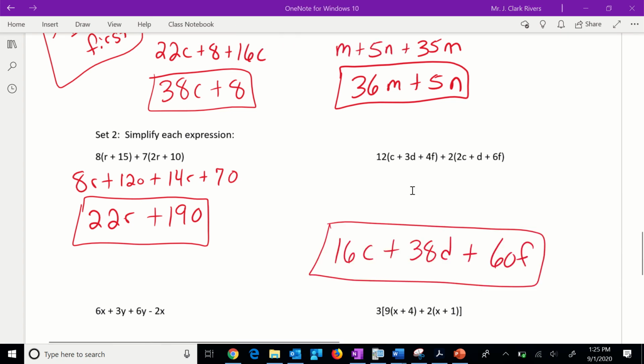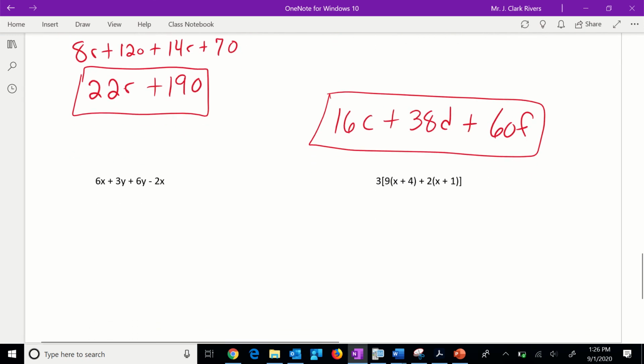The next one, you should have gotten 16c plus 38d plus 60f. Distribute, combine like terms. If you did not get what I got, try it again. See if you can get that as your solution.